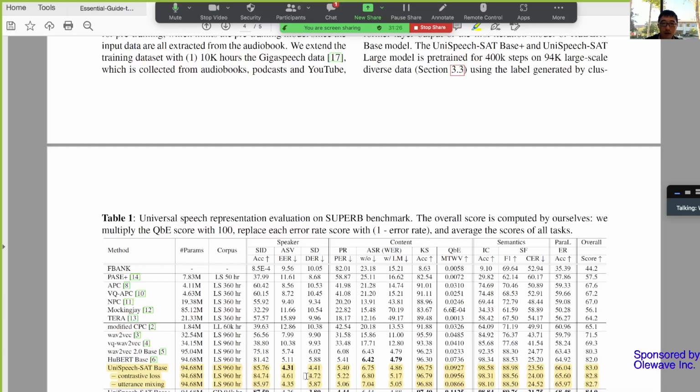For the speaker tasks, I think this is for speaker verification, and this is for content. I forgot what the content task is. I really don't know these tasks, but for this task, this is working. See? No, I don't think so. I think for the content, this is also not working.